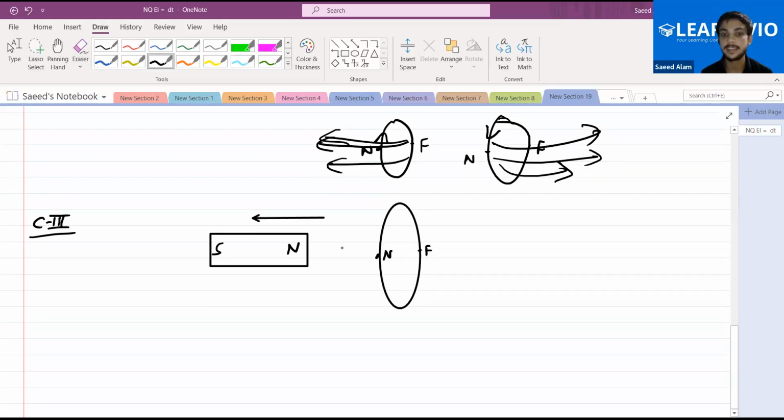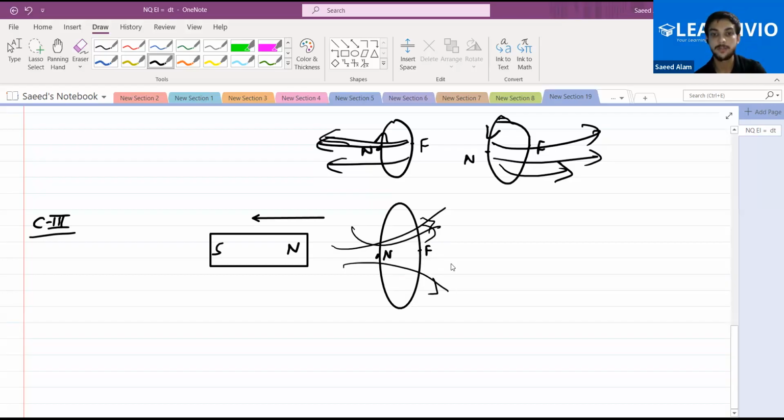The opposite. Why is the reason behind that? Because initially the magnetic flux was going like this, and as it was moving, this flux is reducing. So what will it try to do? It will try to increase this flux only. Yes or no?